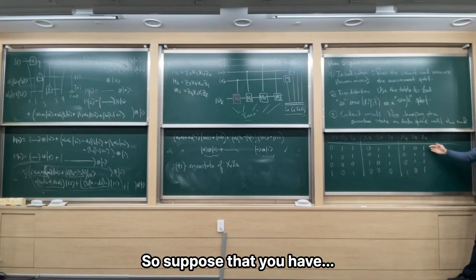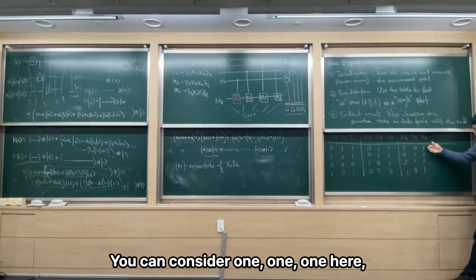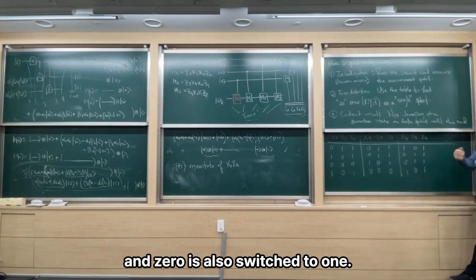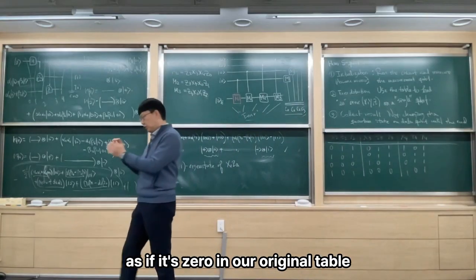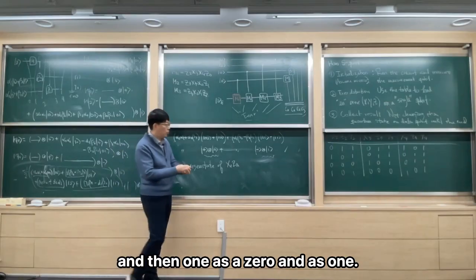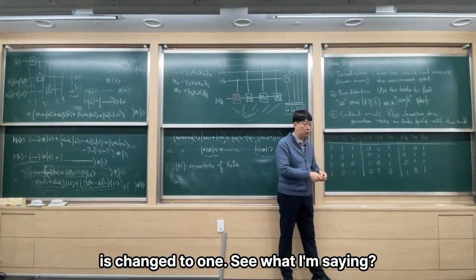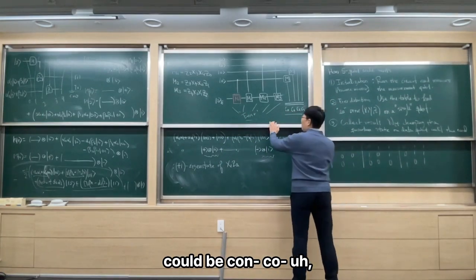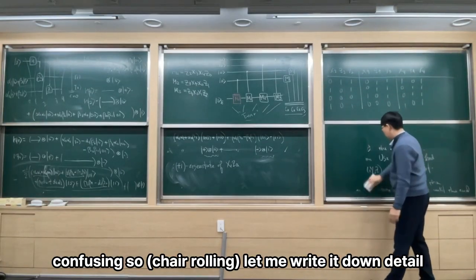So in that case, you can consider each 1 in the measurement outcome to be switched to 0, and 0 is also switched to 1. So you're now taking 1 as if it's 0 in our original table, and 0 as 1. You just look for when 1 is changed to 0 and 0 is changed to 1. See what I'm saying? This could be confusing, so let me write it down in detail here.